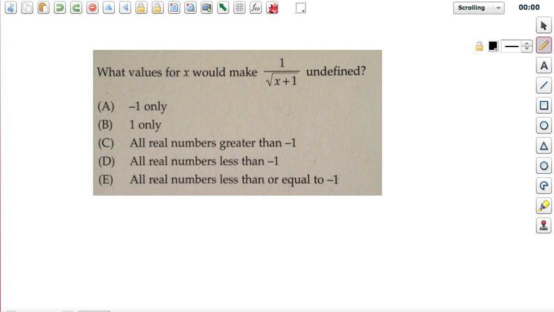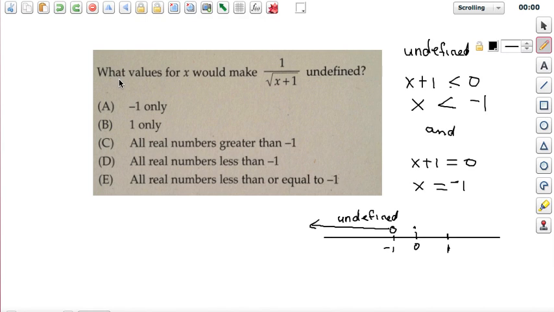Take your time, set your timer, and then go ahead and do this as quickly as you can, and then run the video for answers. The question is, what values of x would make 1 over the square root of x plus 1 undefined? Well, you cannot have a negative square root, so x plus 1 must not be negative. It'll be undefined. So x will be undefined for numbers less than negative 1.